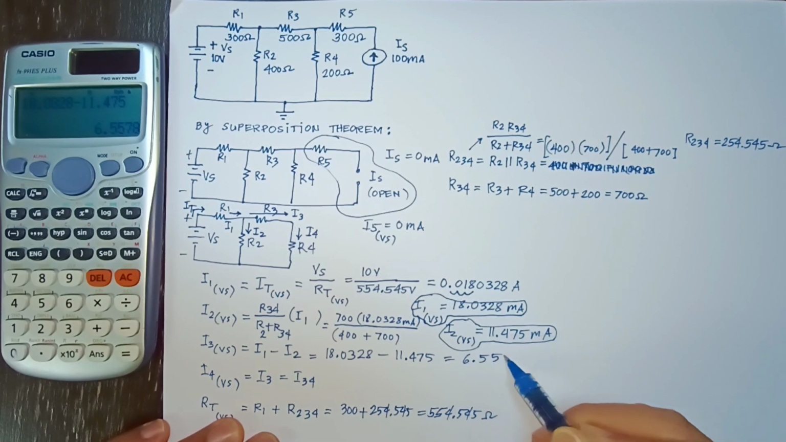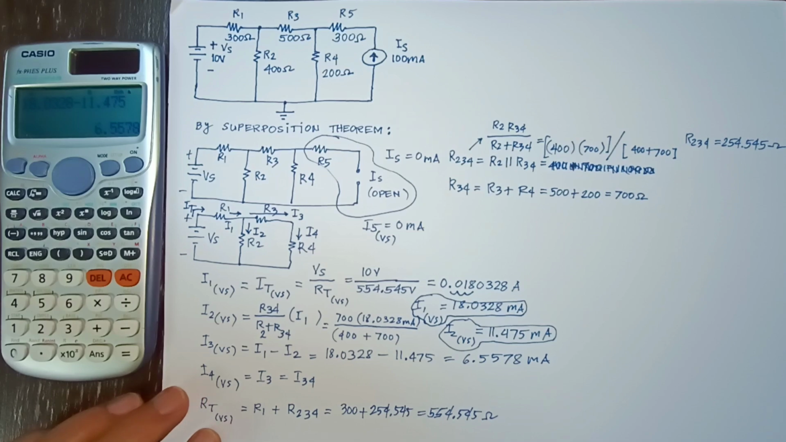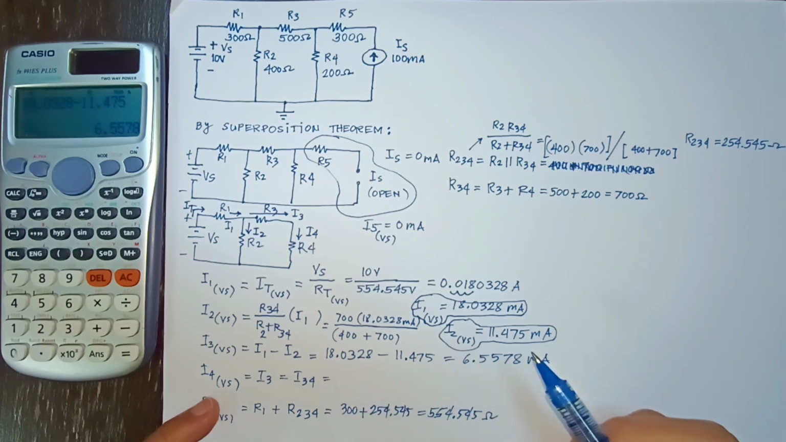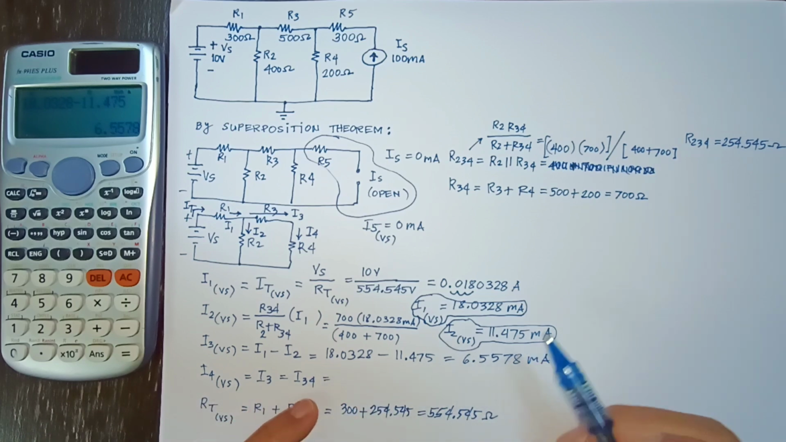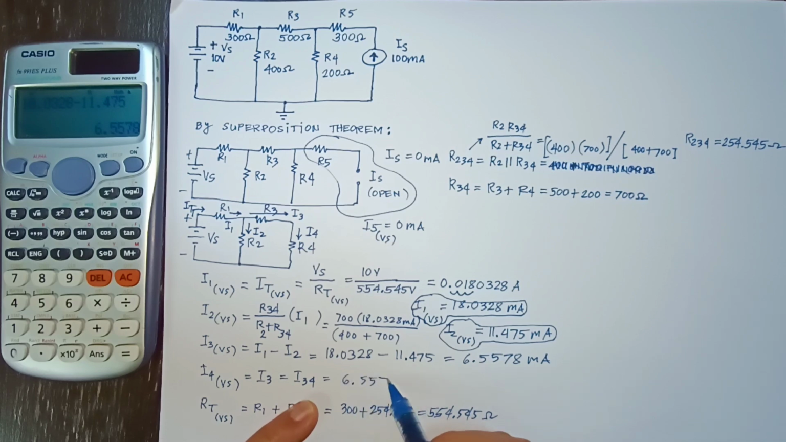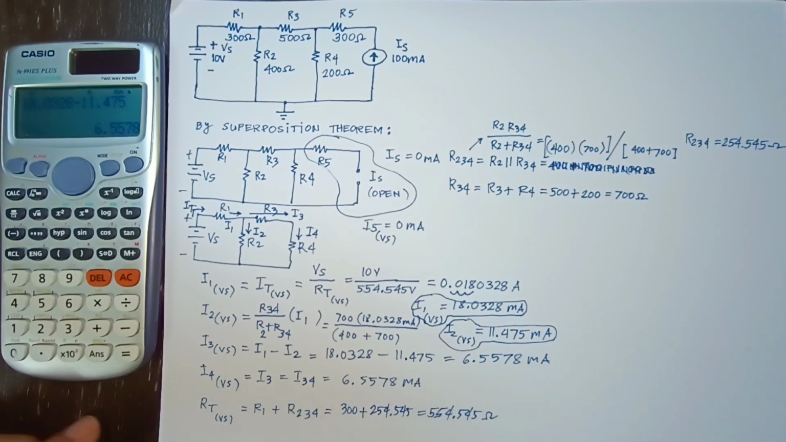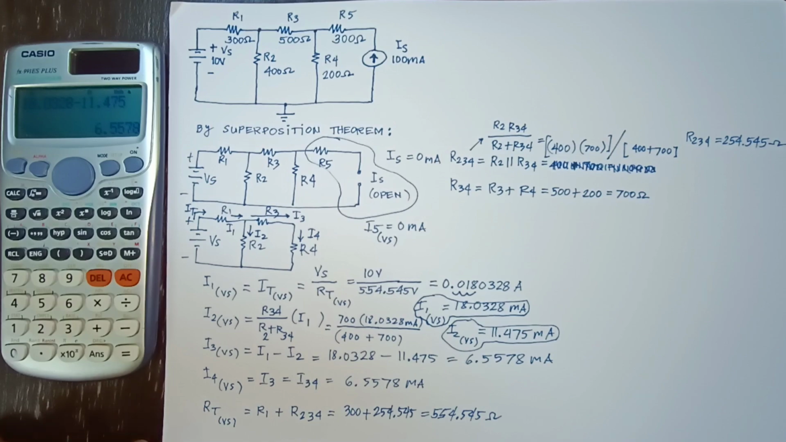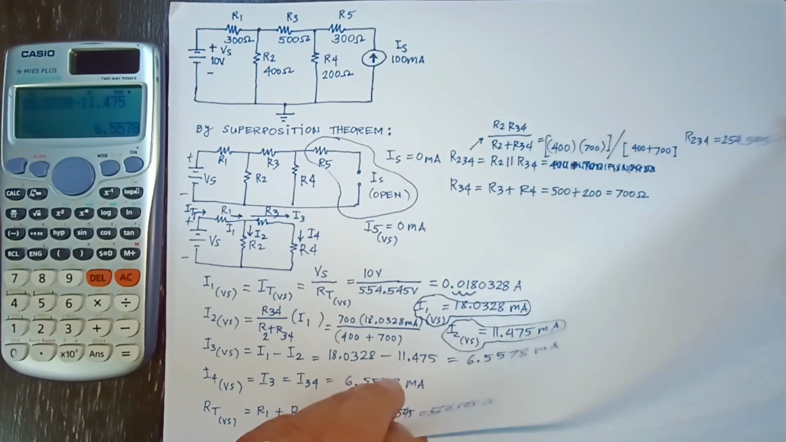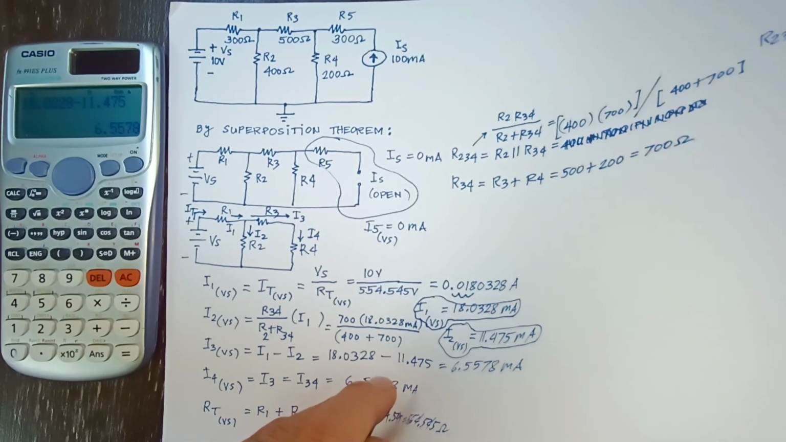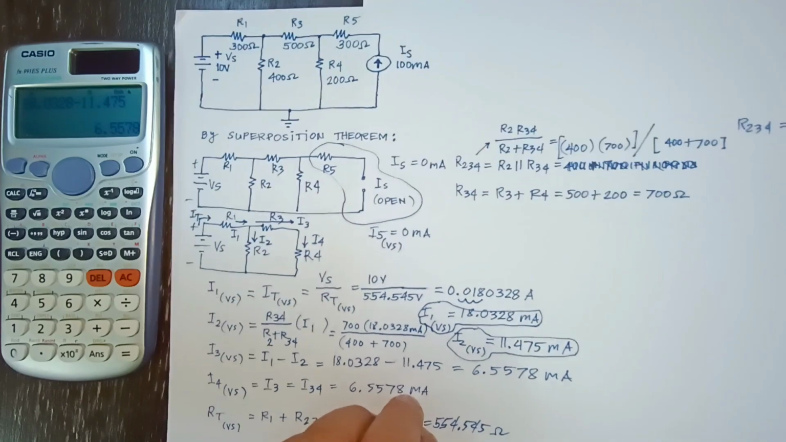And the answer will be 6.5578 milliamperes. Now we can find the value of the next current, which is I4, and that's only equal to I3, and we will also have I34. Let's just copy the answer in I3, which is 6.5578 milliamperes. And there you go. We already have all the 5 currents with respect to Vs.